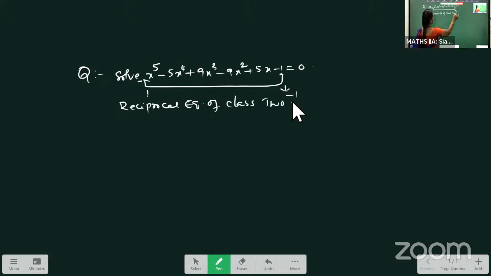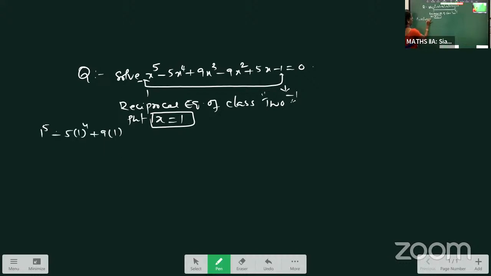So for the reciprocal equation of class 2, x is equal to plus 1 will satisfy it. So here put x is equal to 1. That is to be remembered by you. Let us check whether 1 is satisfying or not. This is 1 power 5 minus 5 into 1 power 4 plus 9 into 1 cube minus 9 into 1 square plus 5 into 1 minus 1, whether it is giving 0 or not.